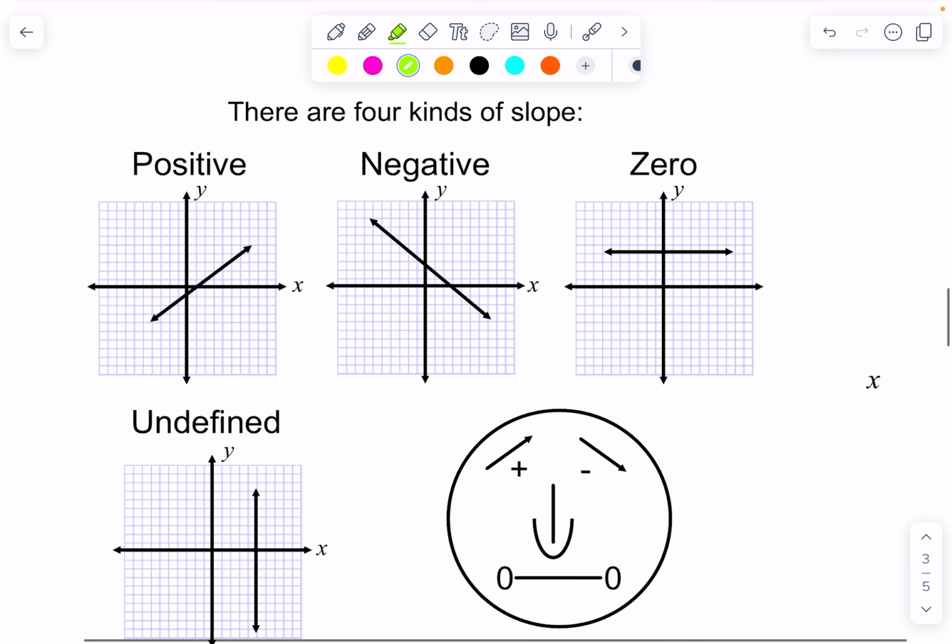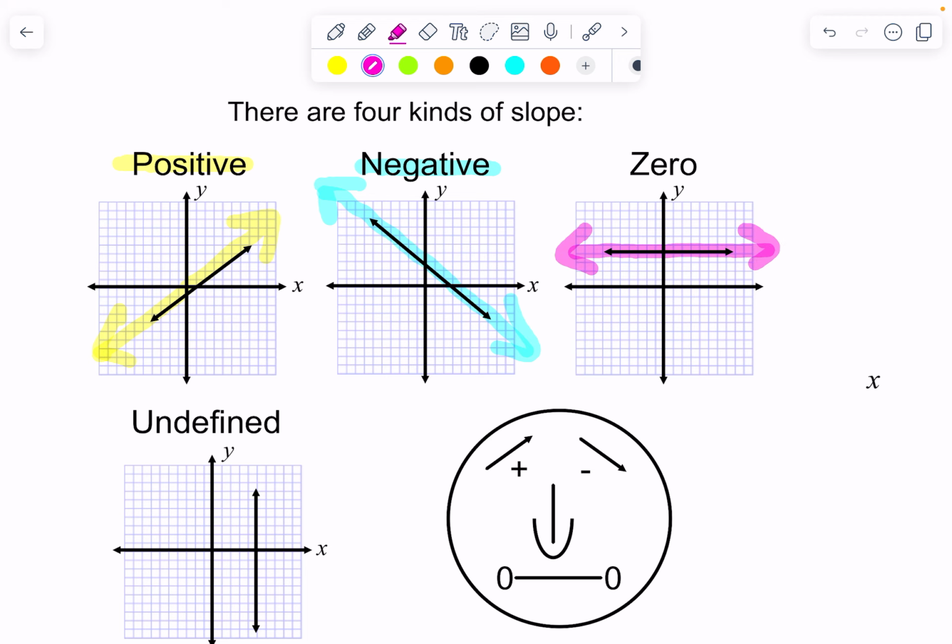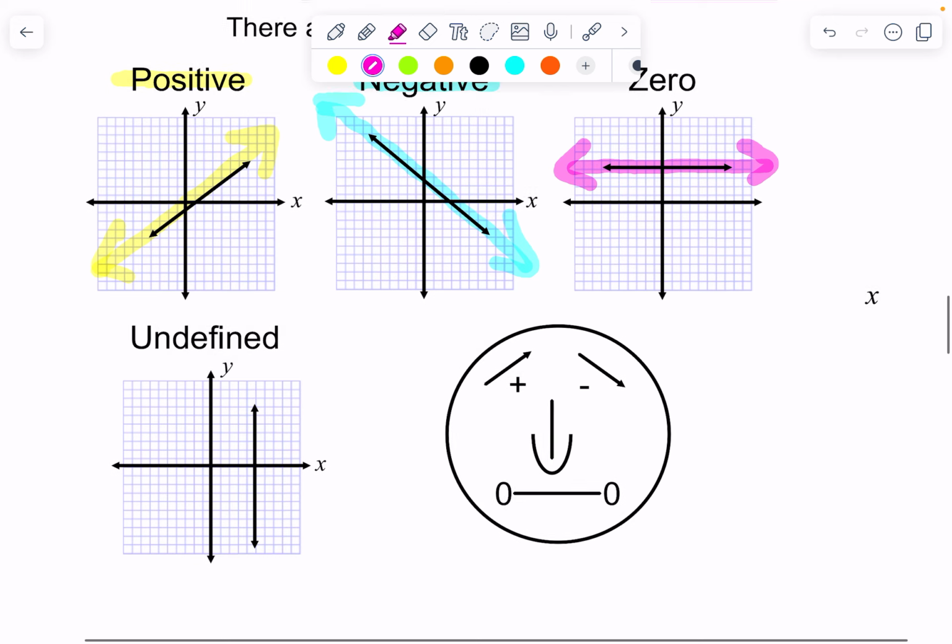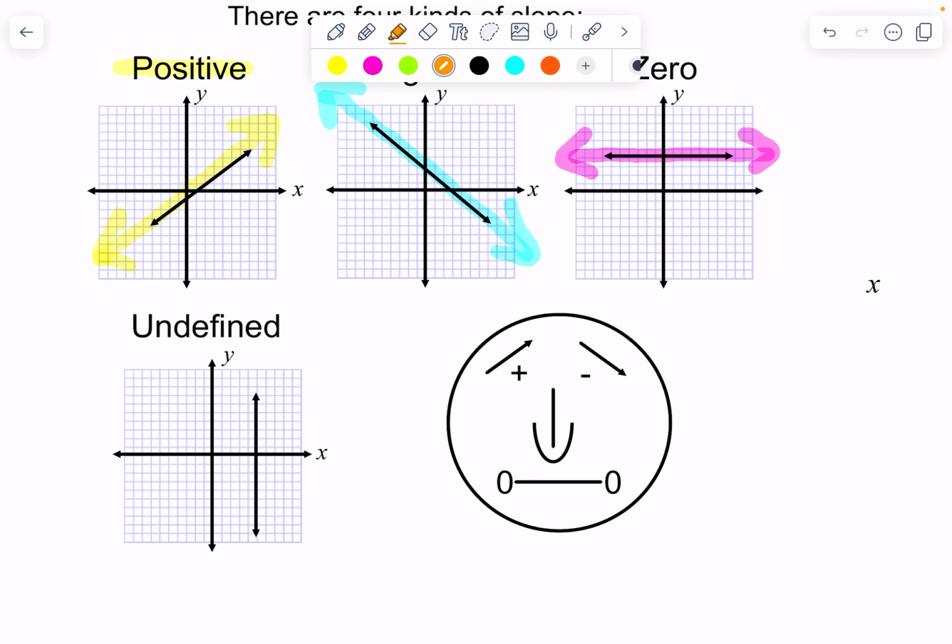There are 4 kinds of slopes. There's a positive slope that goes up from left to right. You always read graphs from left to right. There's a negative slope that goes down from left to right. There's a zero slope, which is a horizontal line passing through the y-axis, and it does not touch the x-axis. And last but not least, there is an undefined slope, which is a vertical line that passes through the x-axis and does not touch the y-axis.